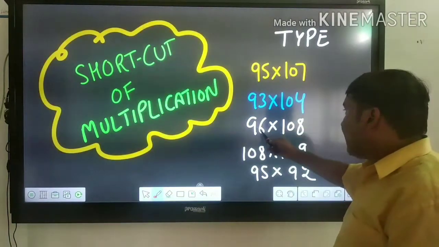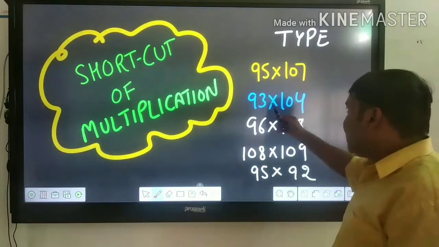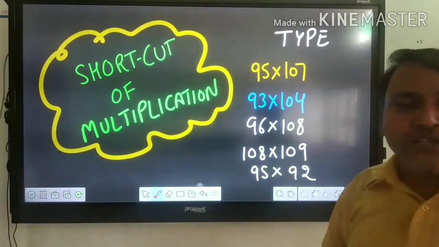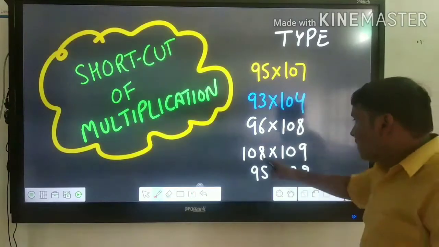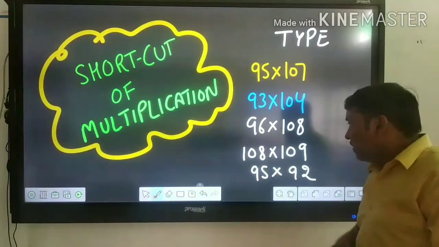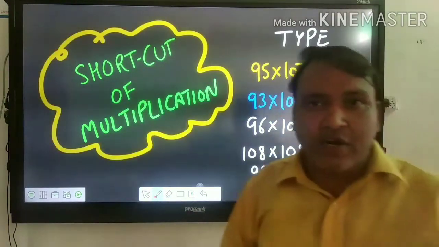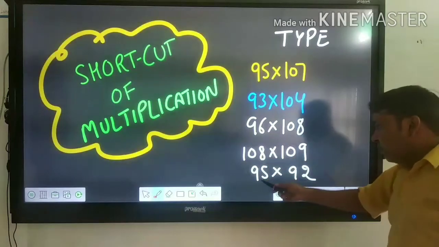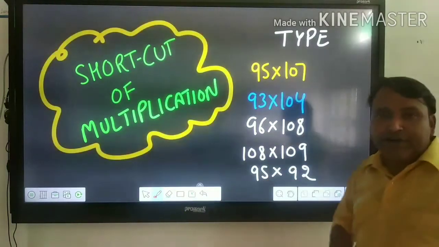It means, just like you see 96 and 108. One number is less than 100 and the other number is more than 100. Here you see 108 and 109. Both are more than 100. Okay. So 95 and 92, both are less than 100.